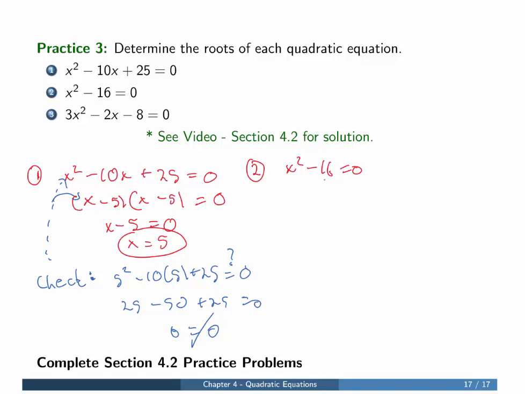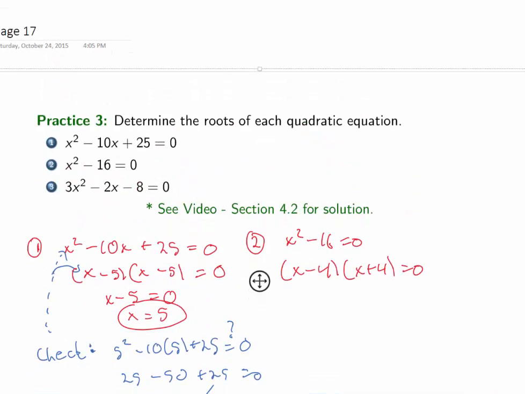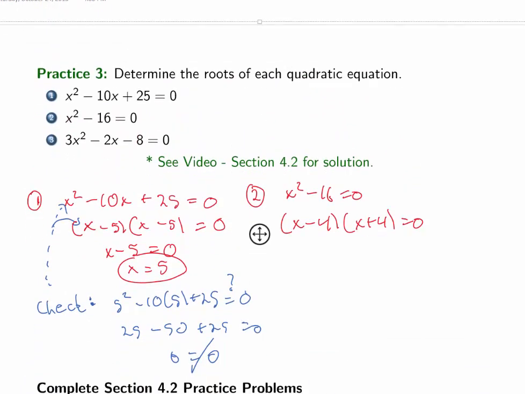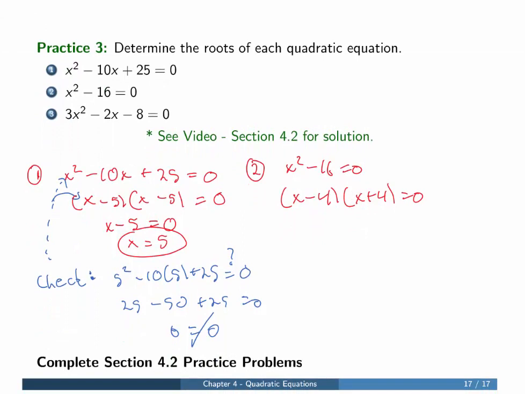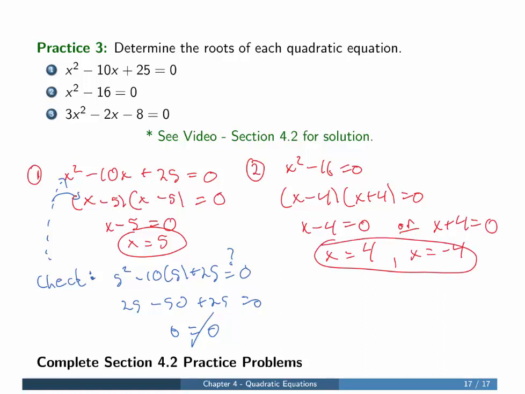x squared minus 16 equals 0, very easy question again. This is a difference of squares, right? Okay, so here we're going to make each factor equal to 0, and I'll put the word or. x plus 4 equals 0. So x equals 4 or x equals negative 4. So now you get the idea. You can check that one on your own.